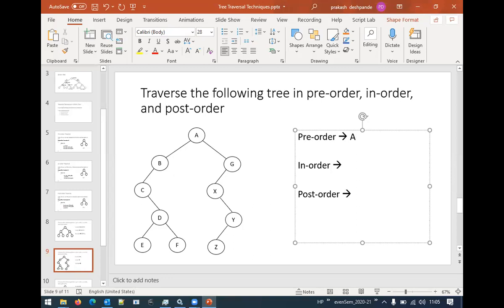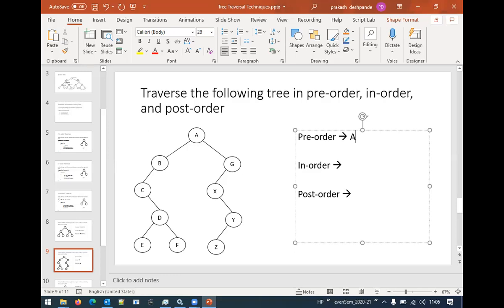After I visit A, since it is a pre-order, where should I go? Left side. On the left side of A, what I have? B. Now, is that B a leaf or is it a root for someone else? It is root for someone else, right? That means now here on the left side, I can visualize that this is again a subtree. In this subtree, which is root B. Since the technique is pre-order, I need to read B.